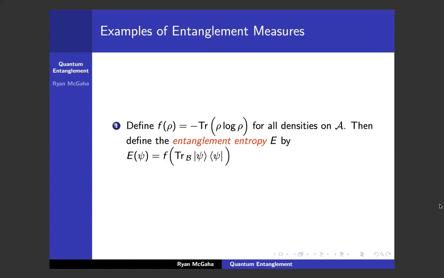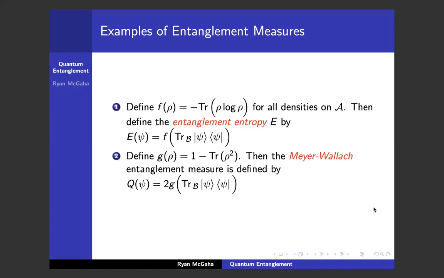So let's look at some examples of these. One is the entanglement entropy, probably the most popular one. Here you define your f of rho to be the negative trace of rho log rho. So I give you a density, you take the partial trace, and you plug it into this function. So the entanglement entropy of psi would just be f of the trace B of |psi><psi|. That's probably the most common one.